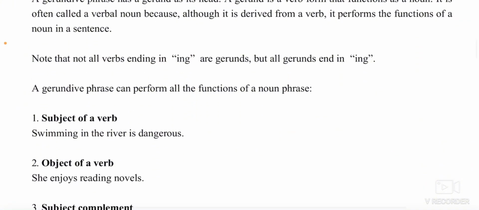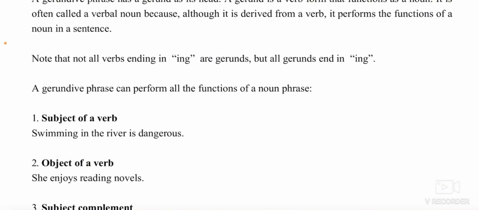Let's talk about the first function. Subject of a verb. Swimming in the river is dangerous. There is something I want you to understand very well. I said every gerund must end in ing. The major word here ends in ing. That's why that is a gerund.